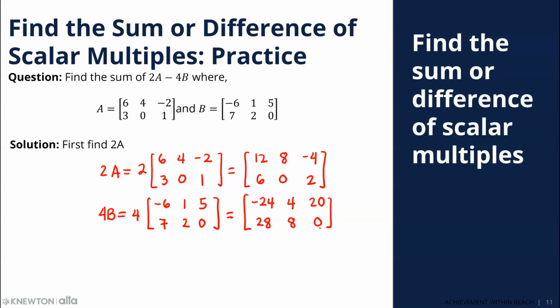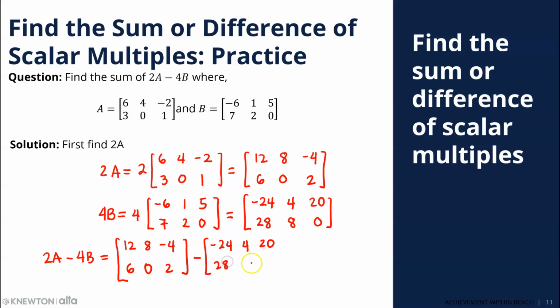Then we subtract the two matrices to get 2A minus 4B. So 2A, copy matrix 2A, which is 12, 8, negative 4, 6, 0, 2. And then the matrix 4B is negative 24, 4, 20, 28, 8, 0. And then subtract the two matrices.